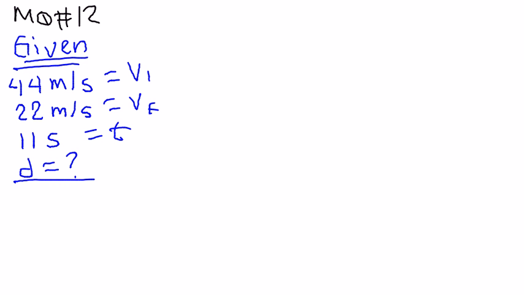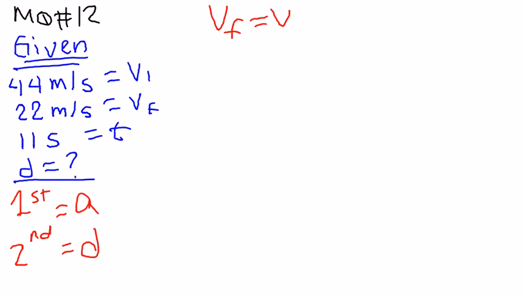This problem actually requires two parts. First, we're going to do the first equation to find acceleration, and then we're going to do the second equation, and that's going to finally give us our displacement. The first equation is final velocity is equal to initial velocity plus acceleration multiplied by time.